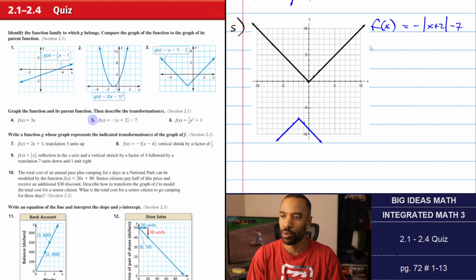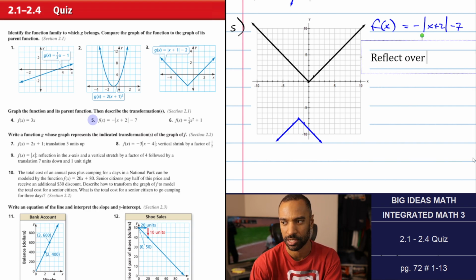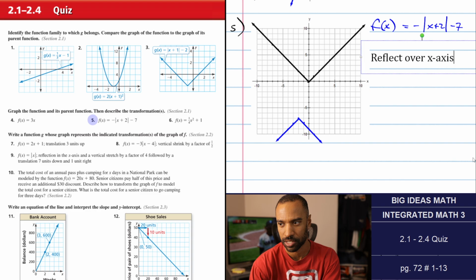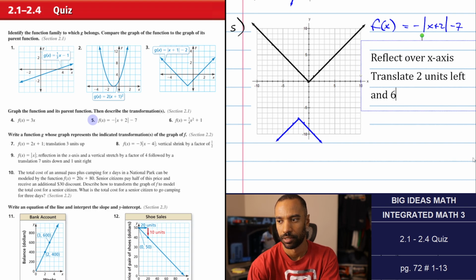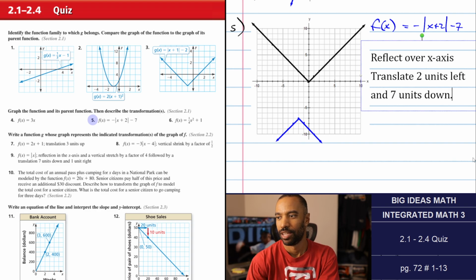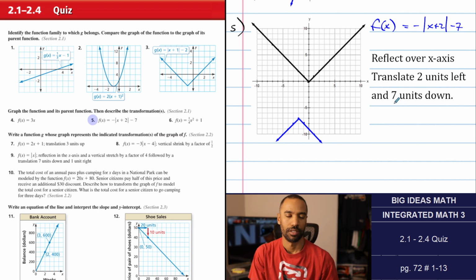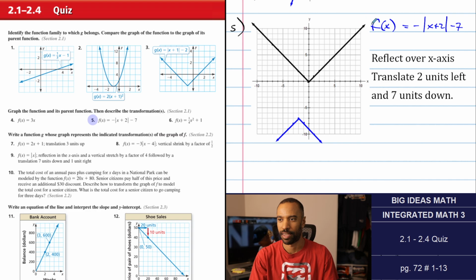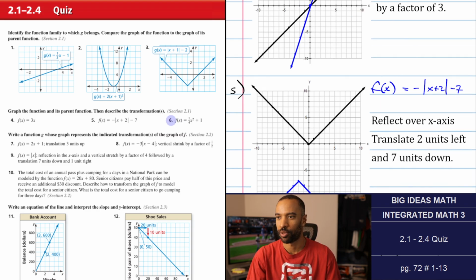So there are technically 3 different things that we mentioned, but the first one's a reflection. We reflect over the x-axis, or it's a reflection in the x-axis. And then we also translate 2 units left and 7 units down. So those are the things that we describe with that. Normally I'd say g of x is a translation of f of x, but this one's called f of x, so I'll just leave it. And that's number 5. Okay, number 6, f of x equals 1/4 x squared plus 1.